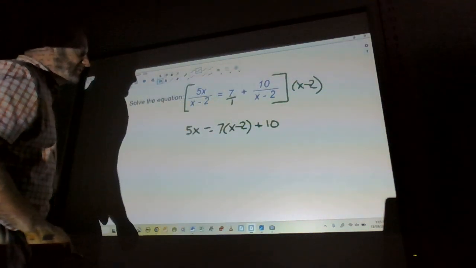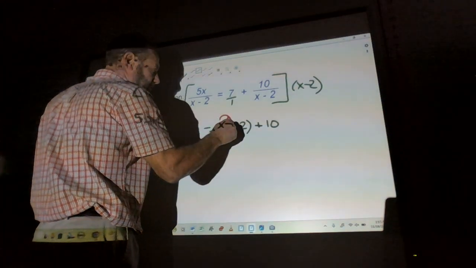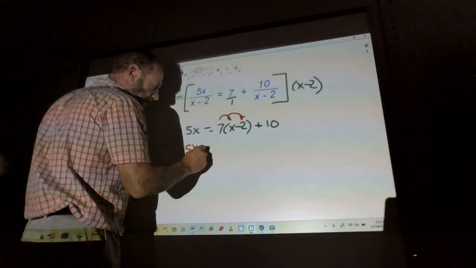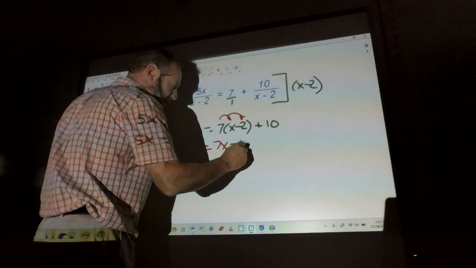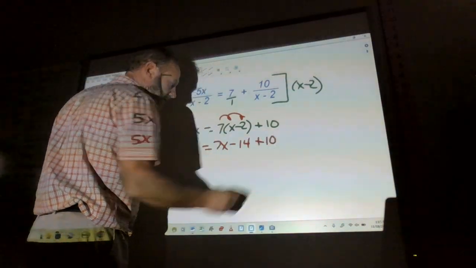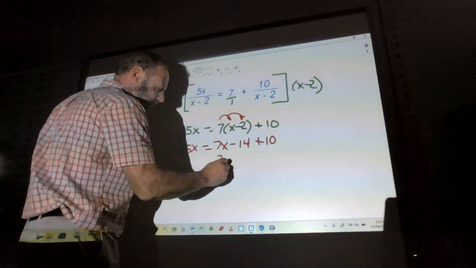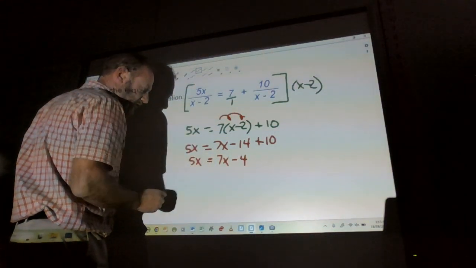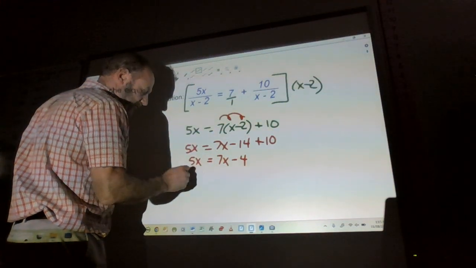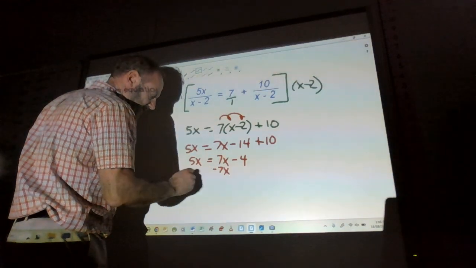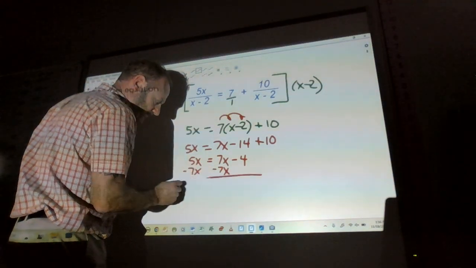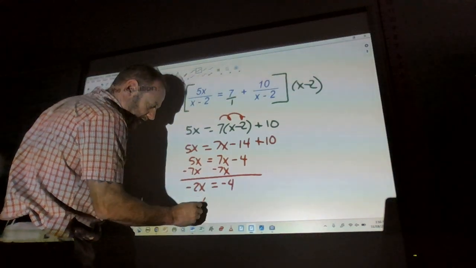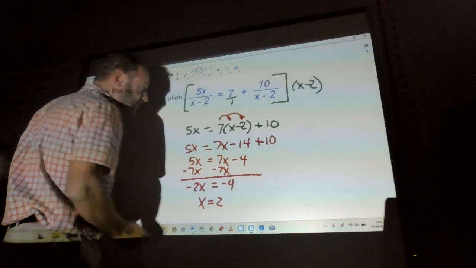Okay, so now I just got to finish this up. I'm going to go ahead and distribute my 7. So 5x equals 7x minus 14 plus 10. I'm going to go ahead and combine my like terms here. I'm going to move this over here, so I'll subtract the 7x. I get negative 2x equals negative 4, and x is then going to be 2.